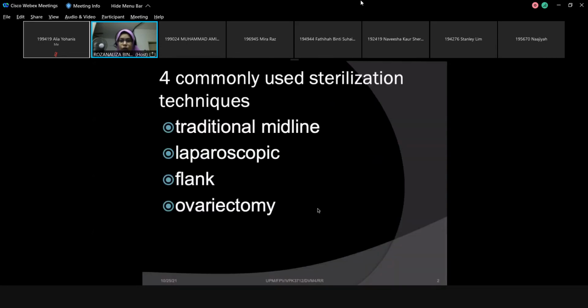So for OHE or sterilization technique, in DVM3 we only learn about the traditional midline, but in reality you have basically 4 techniques that you can use to perform your OHE. One is traditional midline. The second is the laparoscopic. Third is the flank and also the ovariectomy. Ovariectomy can be performed with flank or laparoscopic or traditional because it's basically just removing the ovaries, but you leave the uterus in the patient.